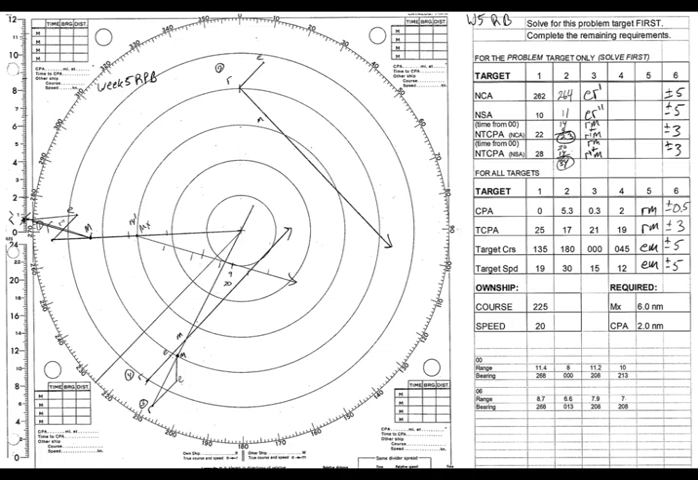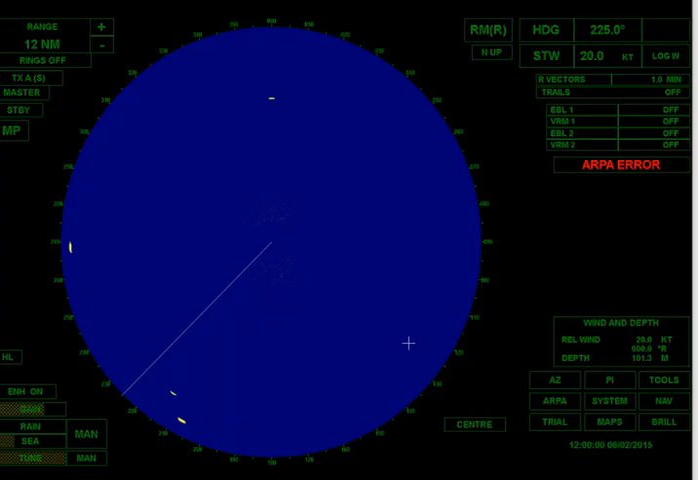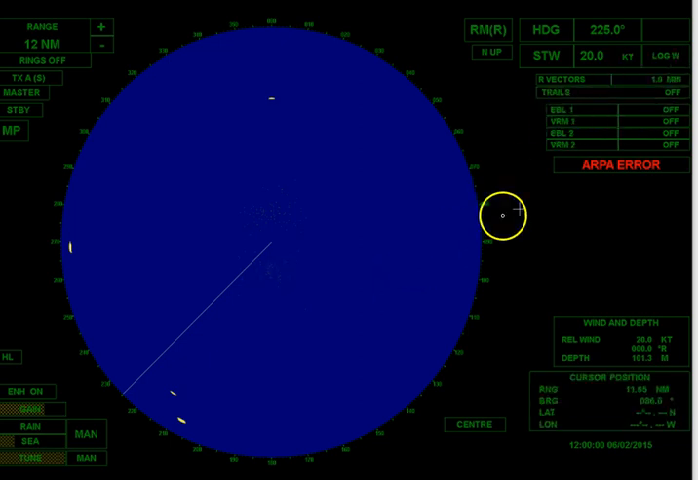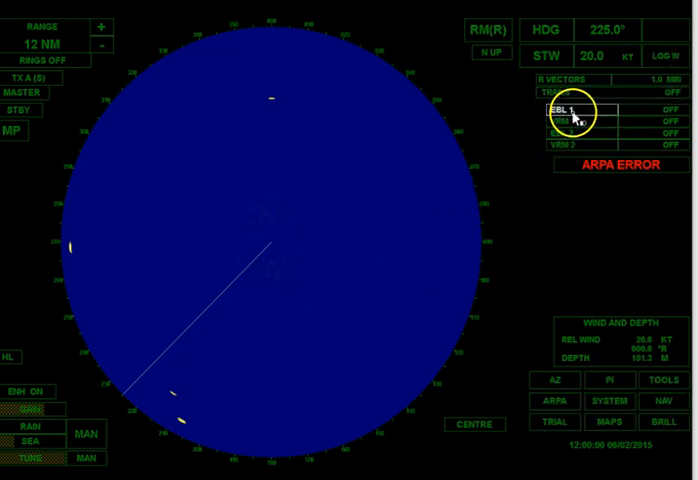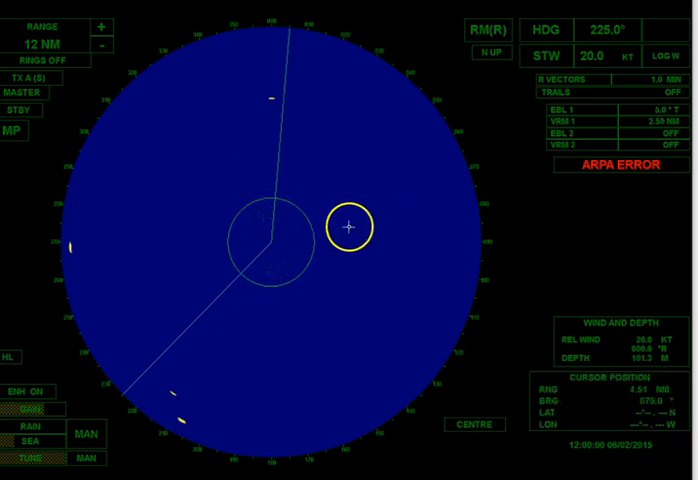So now we'll go back to the radar screen, the plot now. I'm going to use the EBL and the VRM to get the range and bearing, and you can read them off right here. But in case there's a little problem with the video, you don't have good focus or something like that, I'm going to go ahead and read off the ranges and bearings as well. I'm going to give them to you at time 0 and at time 6. Okay, so let's go ahead and get started.